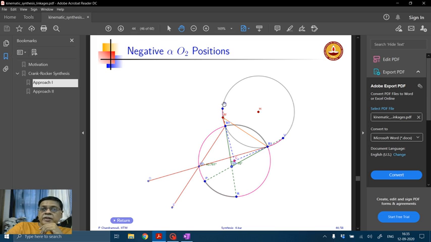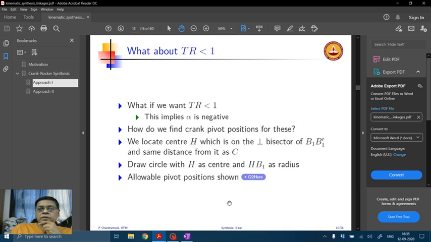So you can see from T to V along this, and again from B1 to B1 prime over here. So there's a small zone, T to B1 prime and B1 to V, which is drawn in magenta. I can locate an O2. So there's a small zone in which we can choose. Still, we have some choices that we can make. This is for a negative alpha. All right, so those are the allowable pivot positions.